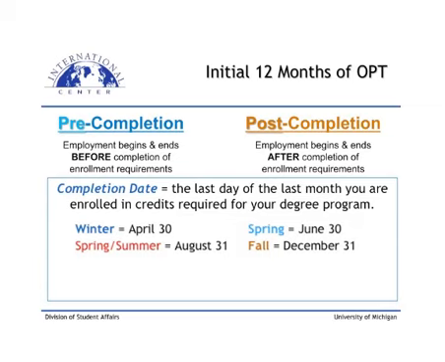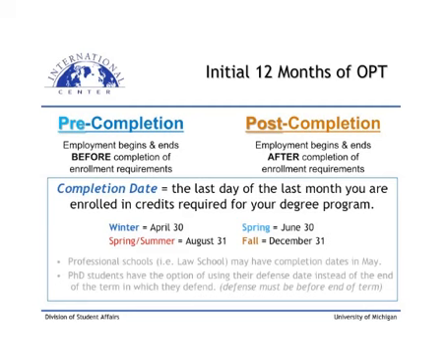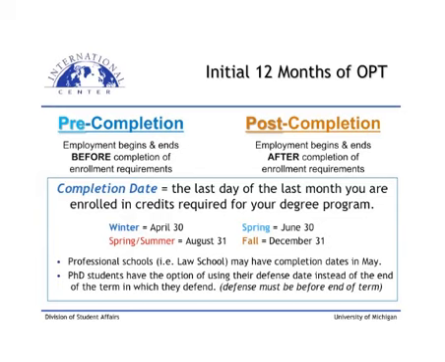Remember, this date of completion that we are discussing is for immigration purposes only. This has nothing to do with your academic completion date or graduation date. There are, however, two exceptions to this rule. Professional schools, such as the law school, may have completion dates in May. Please refer to your I-20 or ask an International Center advisor to find out if you are part of this exception.